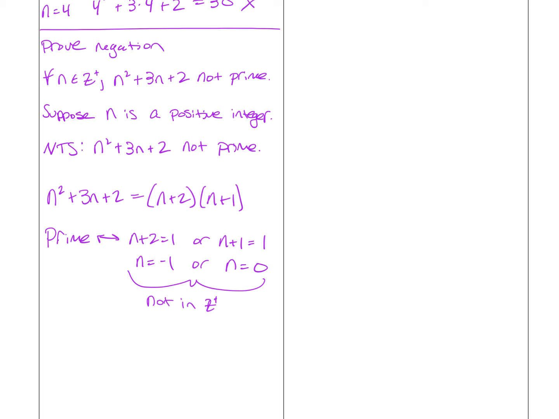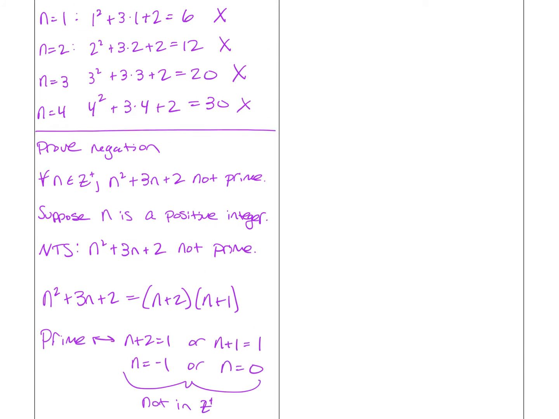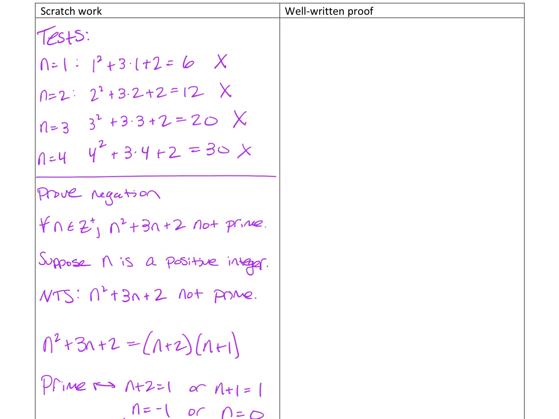Okay, so let's try and write this out formally in a well-written proof. So we start with: suppose n is a positive integer.